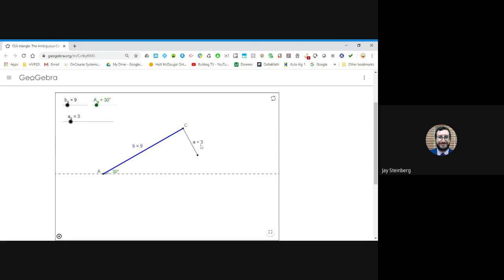The ambiguous case happens when we have a small side across from an angle. We have, in order, small side, long side, and fixed angle. I can't increase this length. I can't increase the length of B. I can't increase the length of A, and this angle stays the same. These things are stuck, okay?